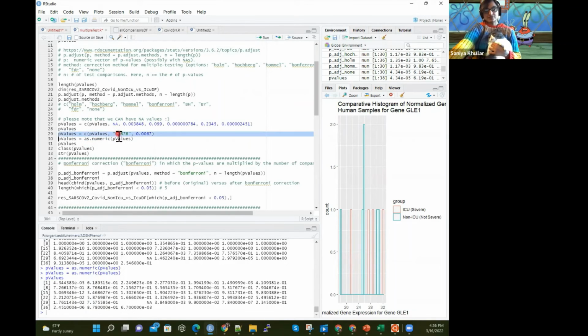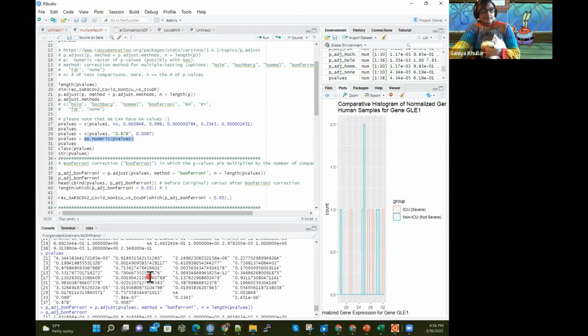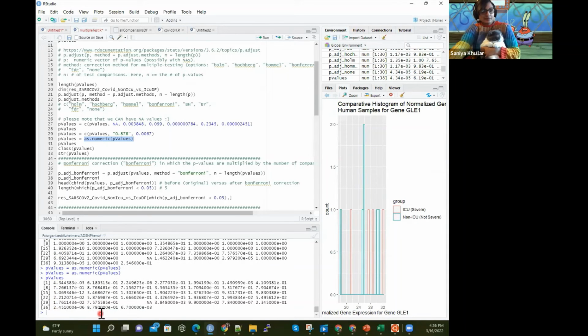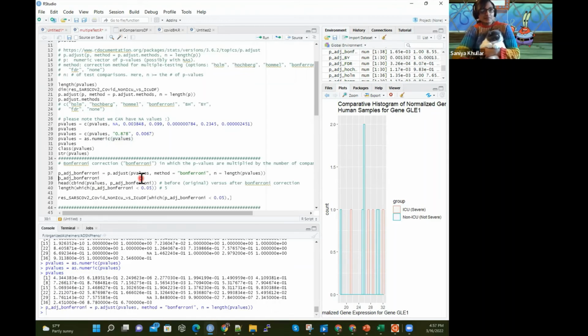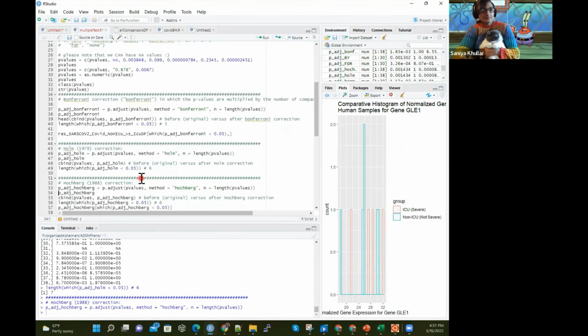Because when you add in a string, it becomes a character vector. So you can just make it as.numeric, and then this 0.878 goes from 0.878 to the regular form here. And you can just run these again, even with however many NAs you have.